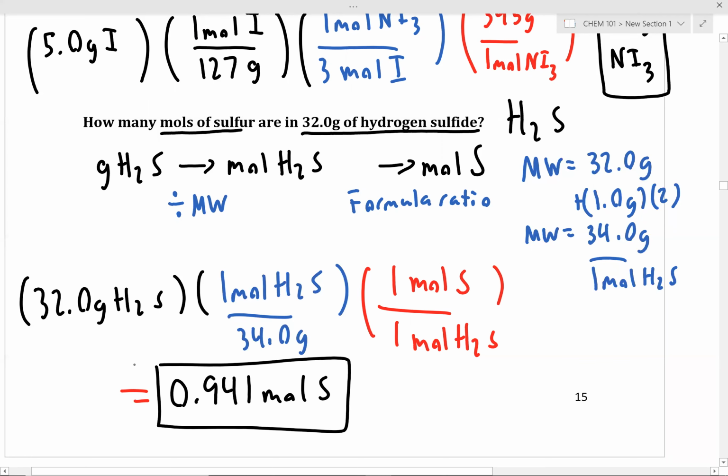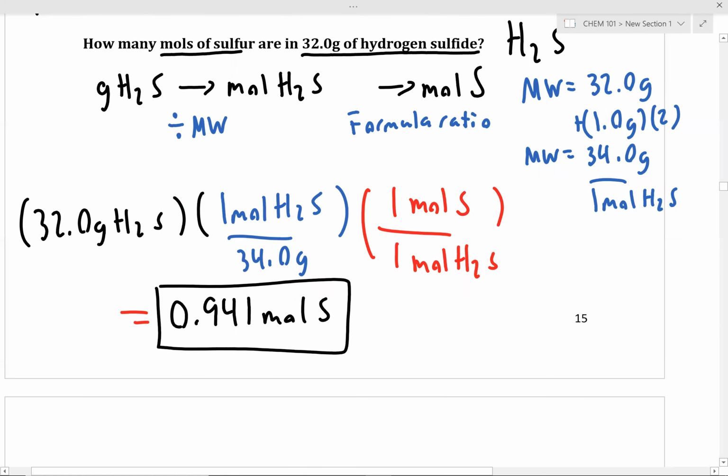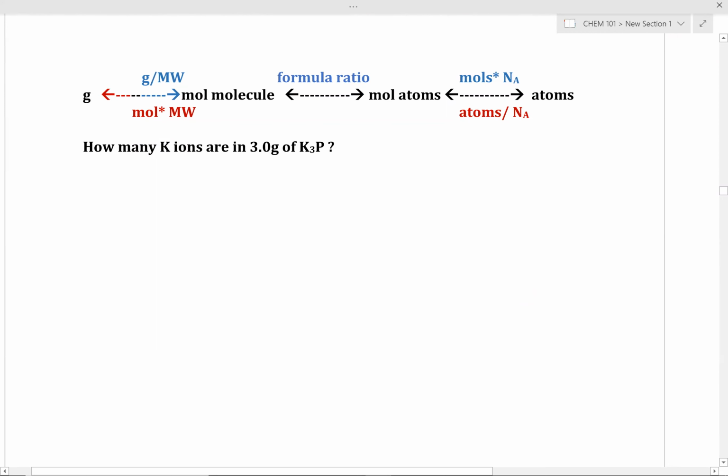Okay, now let's apply this idea to more complicated problems. We're slowly adding complexity to our unit conversions. So, in this case now, we're asked to do a 3-step conversion, and these will be the last examples that we'll address today. So, in this problem, we're asked how many potassium ions are in 3.0 grams of potassium phosphide.